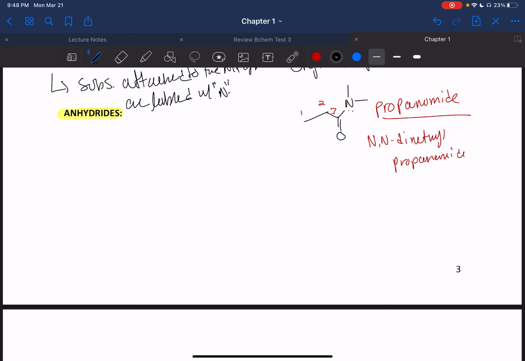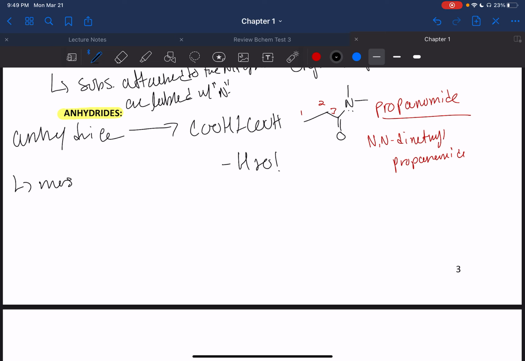So basically, anhydride is equal to COOH plus COOH, minus H2O. So it's the combination of two carboxylic acids minus water, and that's how you form an anhydride. Most are cyclic, resulting from intramolecular dehydration of a dicarboxylic acid. We'll talk more about that later. You don't have to write that down now.